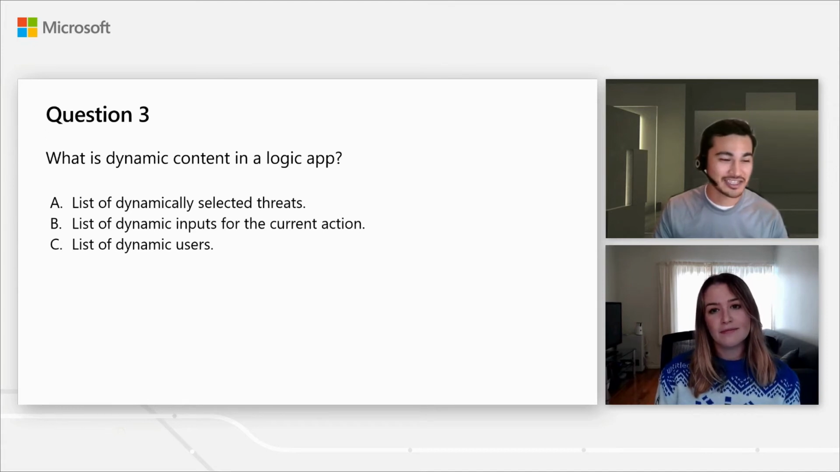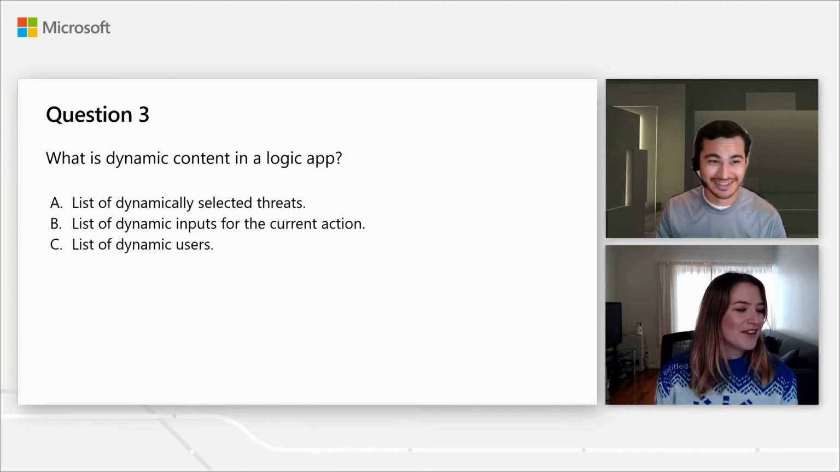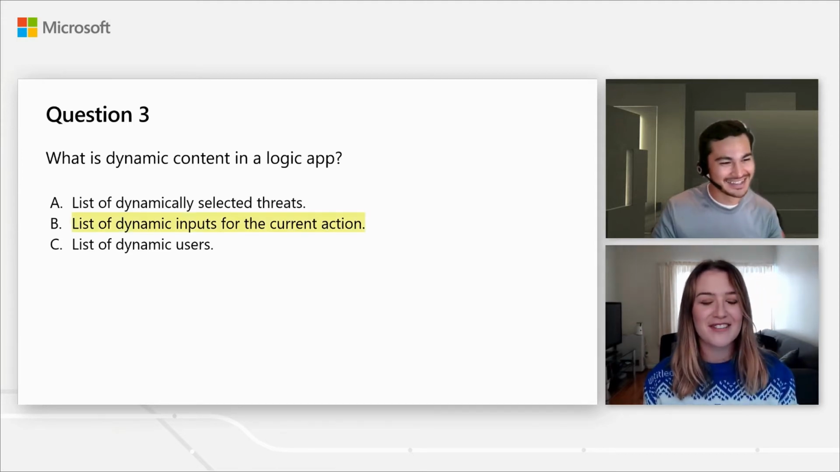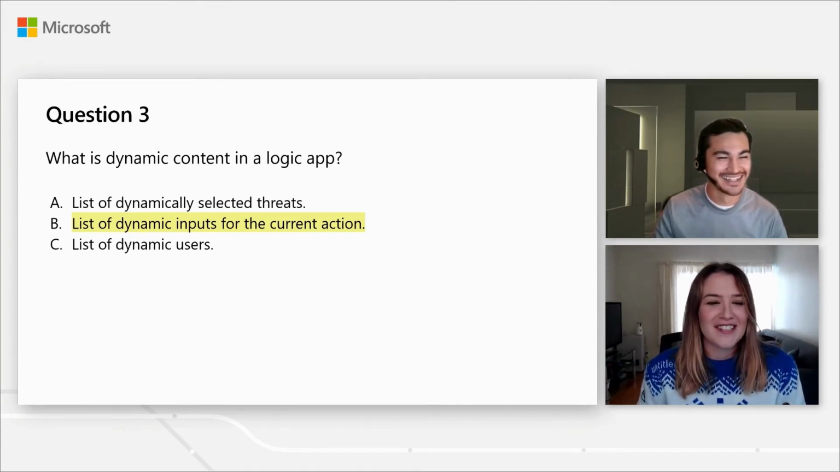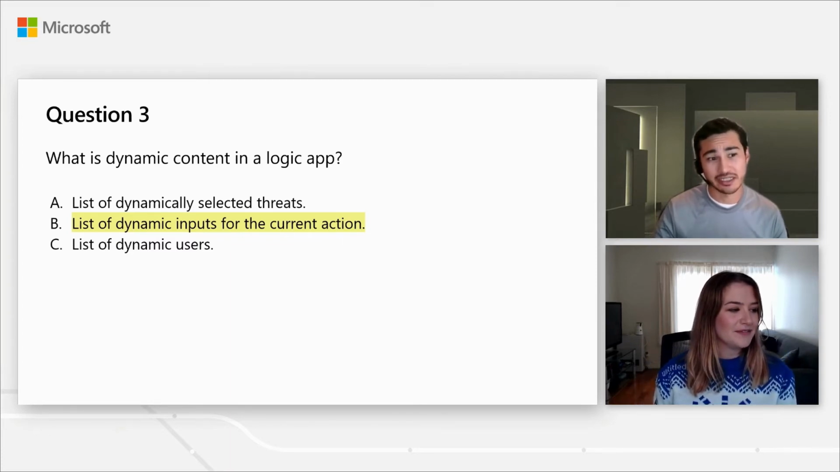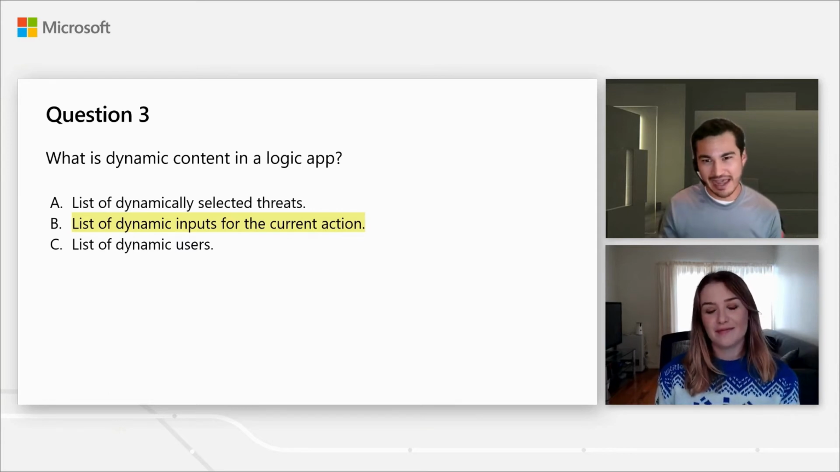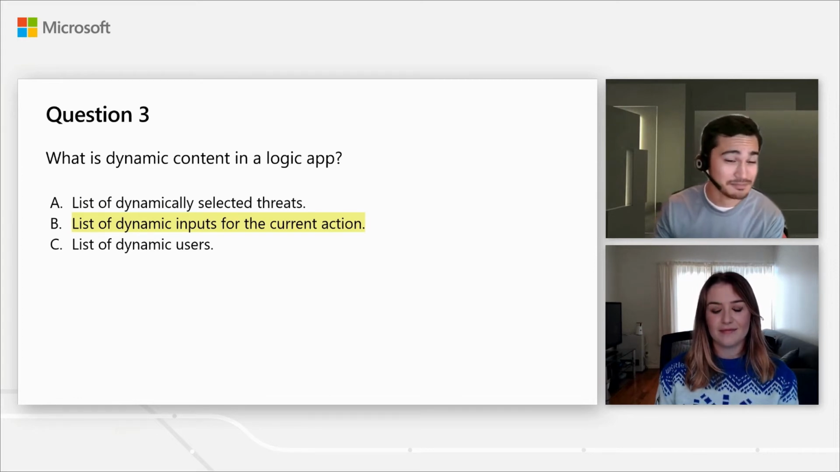And Sarah, 96% of our audience already has the correct answer. I hadn't looked across to my other screen to see what people had said. Maybe you folks don't need me to explain this one. Sounds like most of you got it right. It's a list of dynamic inputs for the current action. It can be entities associated to users, it can be specific things related to threats, but dynamic content is just those parameters, those fields, that schema that make up our data that we can interact with in Logic apps.